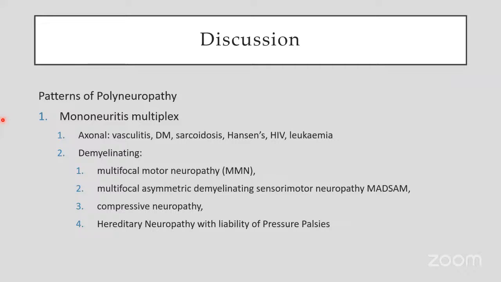It should also be defined into certain patterns. A mononeuritis multiplex pattern can be due to axonal etiologies or demyelinating etiologies. Under axonal etiologies, it is vasculitis, type 2 DM, sarcoidosis, Hansen's disease, HIV, and leukemia. Demyelinating etiologies are multifocal motor neuropathy, multifocal acquired demyelinating sensory and motor neuropathy, and compressive neuropathy or hereditary neuropathy with liability to pressure palsies.